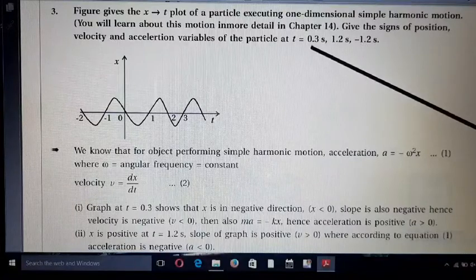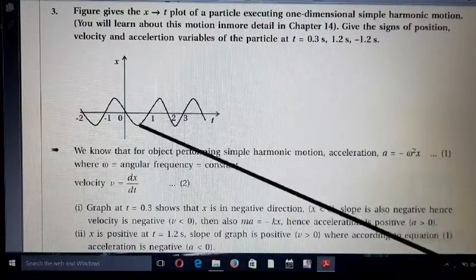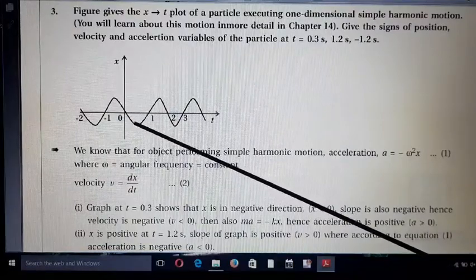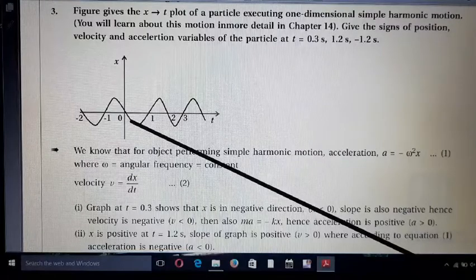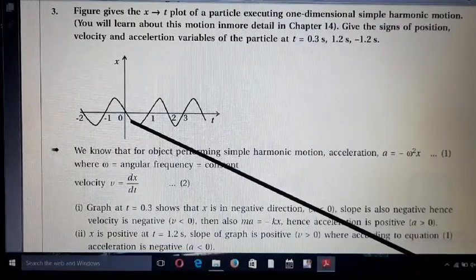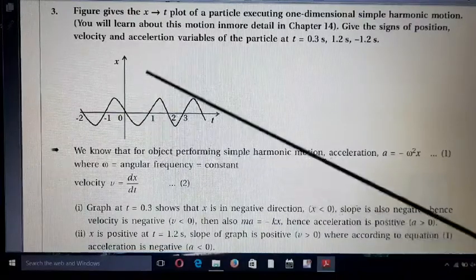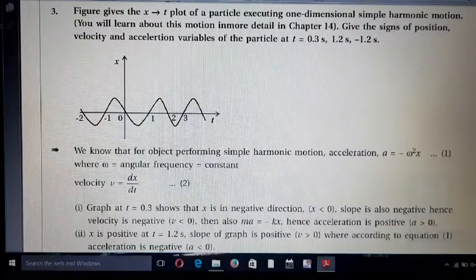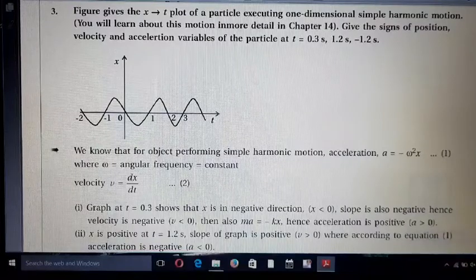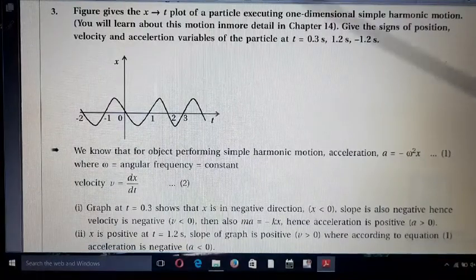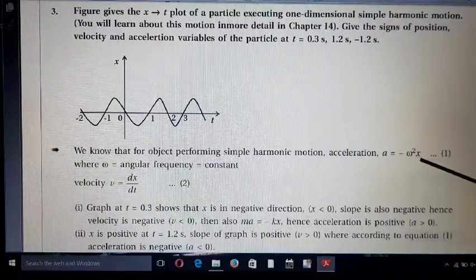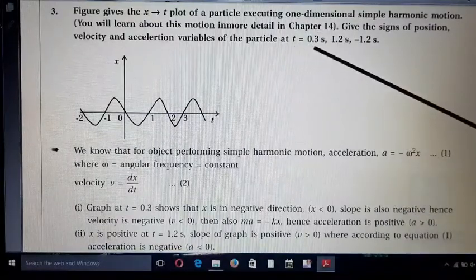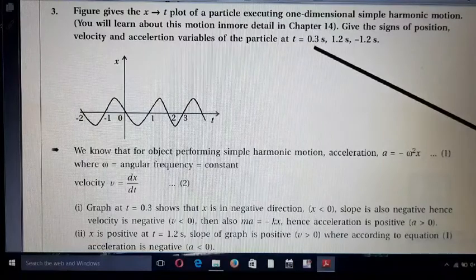So first we take t is equal to 0.3 second. Look here. Here time is 0. Suppose here 0.5. So here the exact value is 0.3 second. Okay. So here x is negative and slope is also negative. So the value of slope is equal to the value of velocity. So velocity is also negative. But now we put the value of x as negative. So negative negative is plus. So for time t is equal to 0.3, we get the value of acceleration as positive.